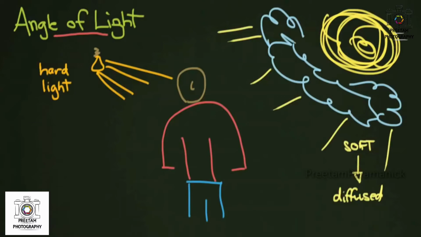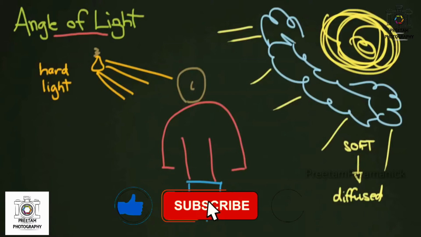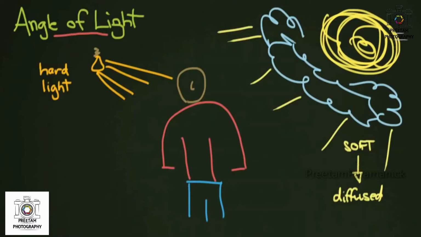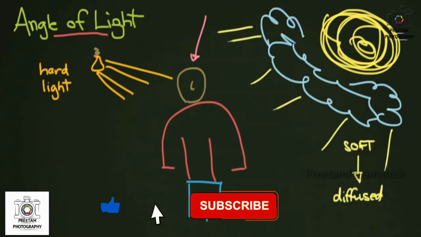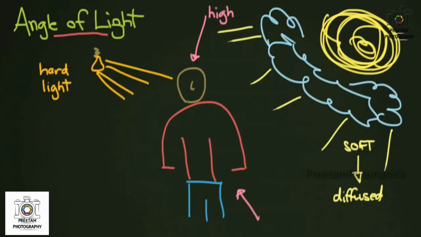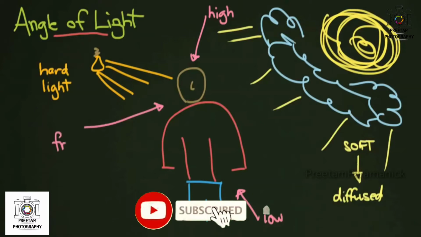Now another way of talking about light is its angle and its direction. So more than just how hard that light source is, you need to consider where the light is coming from. So you can have light that's coming from, and we're going to choose a different color here. We're going to choose a strange color for light. We're going to choose pink. So you can have light that comes from above, so it's going to be high angle. You can have light that comes from below, so low angle. You can have light that comes from the front, and that's called frontal light.